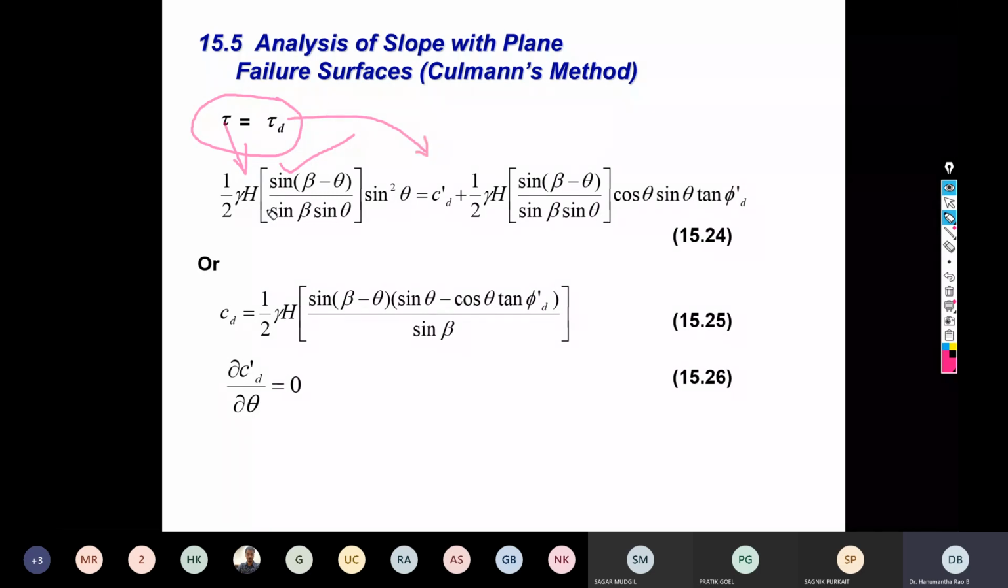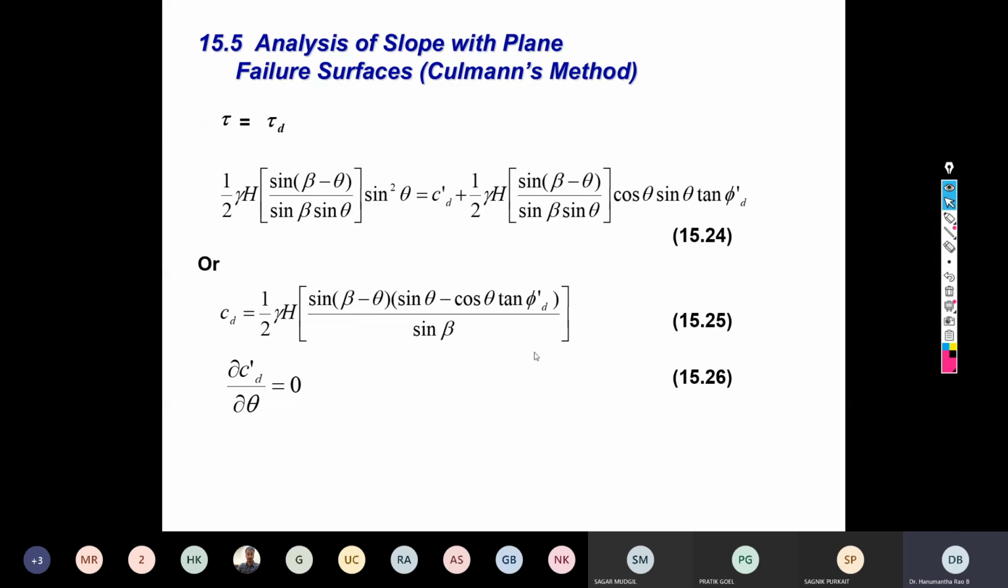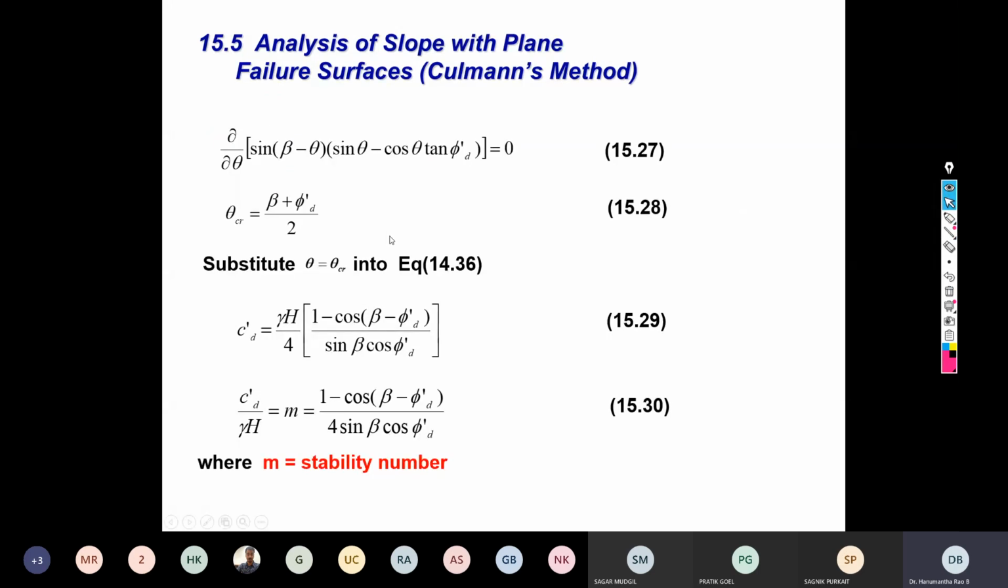This is shear strength, and you try to rearrange all the terminology. This is what we did in yesterday's class also, related to the infinite slope. So differentiate with respect to theta in order to derive our requirement: what is the critical angle at which the slope can fail? So this is the critical angle.